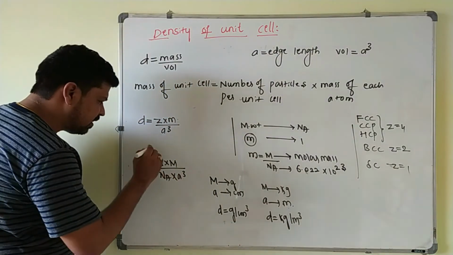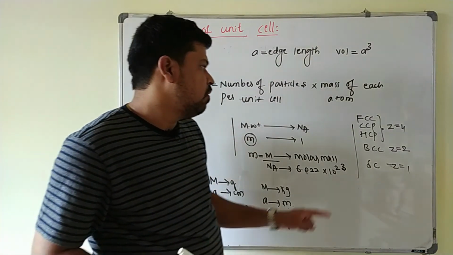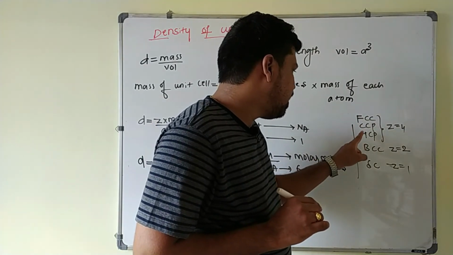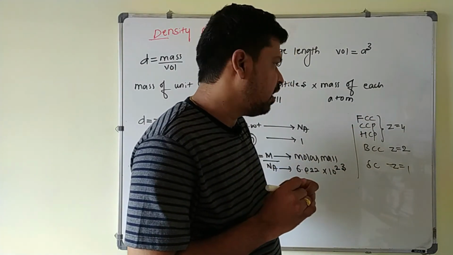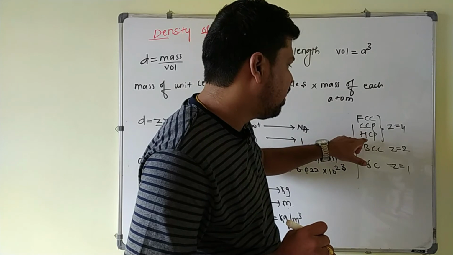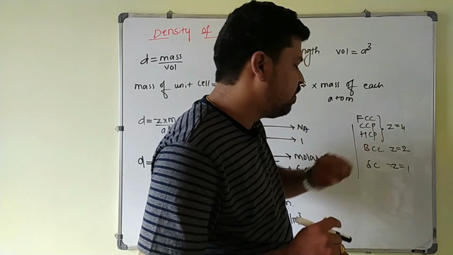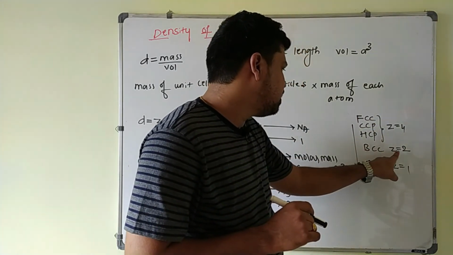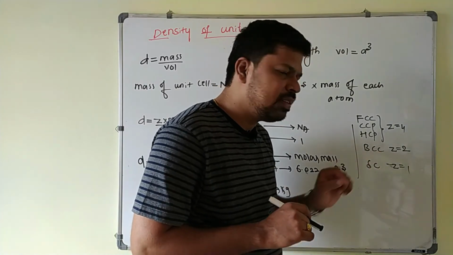Then how to select this Z value? Z value is for FCC, CCP and HCP. They will give in the problem. It will crystallize in FCC, CCP or HCP like that. Then you have to take Z value is equal to 4 here. Then for BCC, Z is equal to 2. For simple cube, Z is equal to 1.